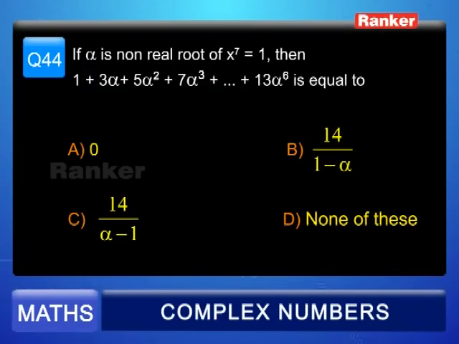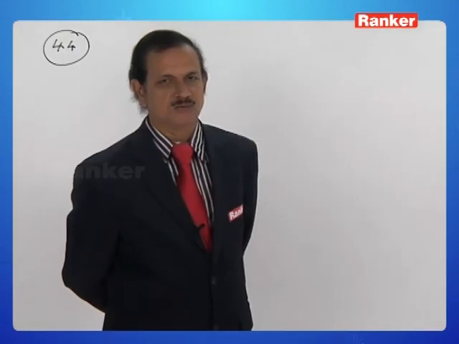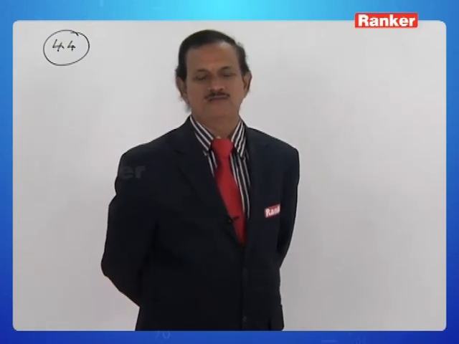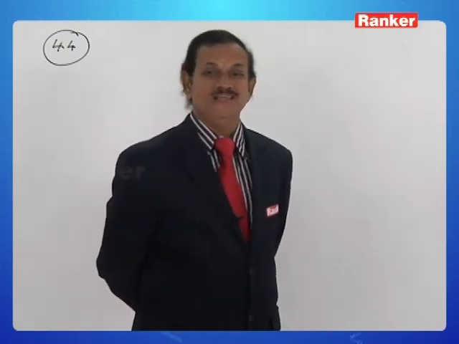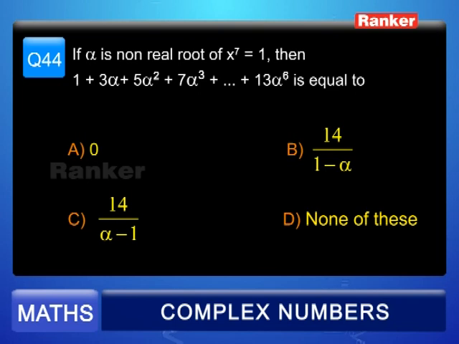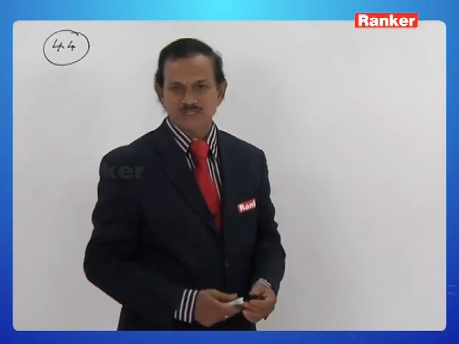Well, alpha is a non-real root of x power 7 is equal to 1. Then 1 plus 3 alpha plus 5 alpha square plus 7 alpha cube, and so on, up to 13 alpha power 6, is equal to. He is asking about the value of that sum. How can we trace that? Of course, the options given here are: first option is 0, second option is 14 by 1 minus alpha, third option, that is option C, is 14 by alpha minus 1, and the fourth option is none. Let us examine it.